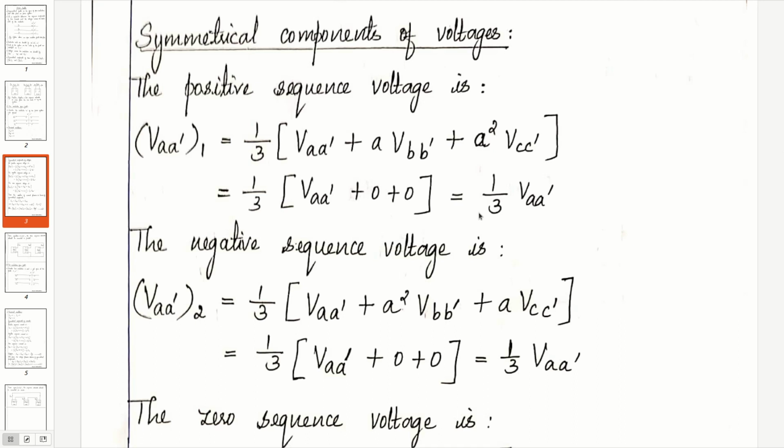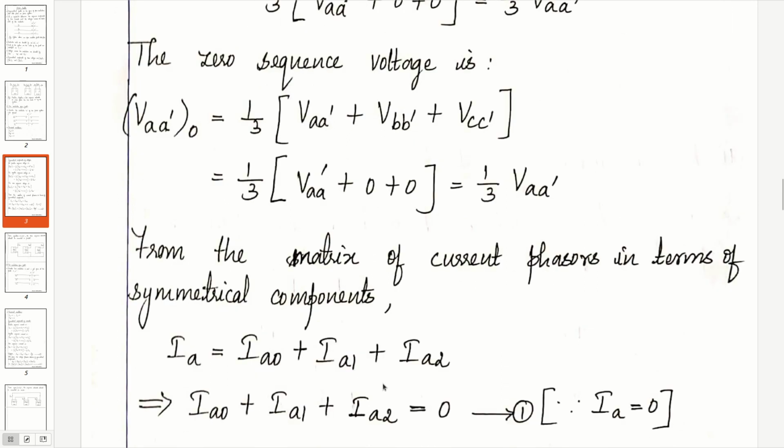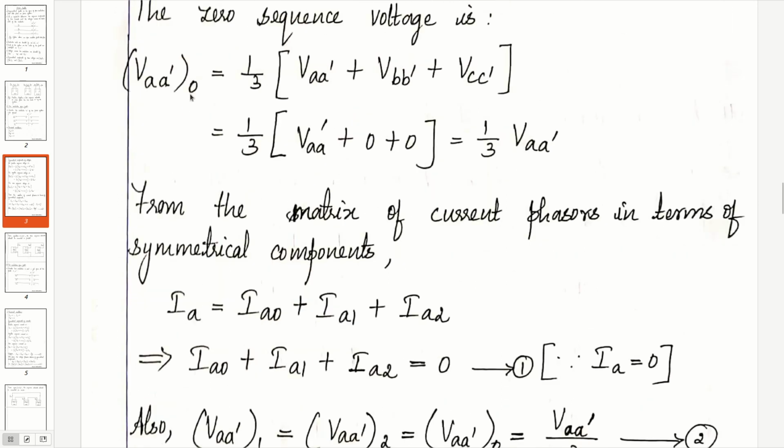In the same way, the negative sequence voltage VAA dash 2 is equal to 1 by 3 into VAA dash plus a square VBB dash plus a VCC dash. When you substitute the terminal conditions, you will get VAA dash 2 is equal to 1 by 3 VAA dash. The zero sequence voltage VAA dash 0 is equal to 1 by 3 into VAA dash plus VBB dash plus VCC dash. On substituting the terminal conditions, you will get VAA dash 0 is also equal to 1 by 3 VAA dash. So what do you infer from this?